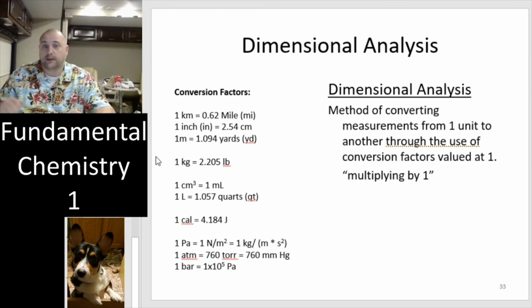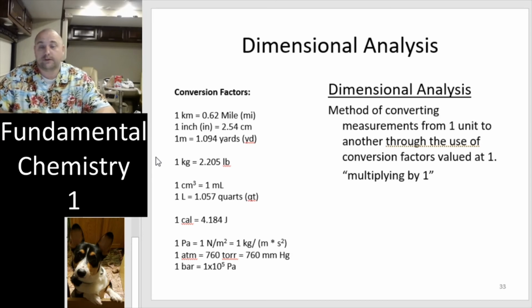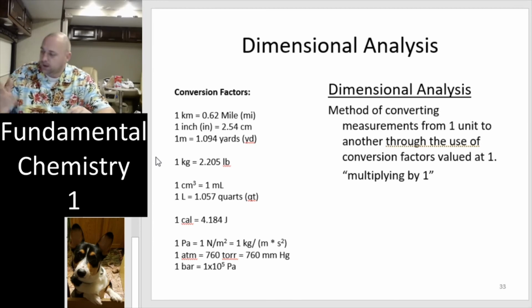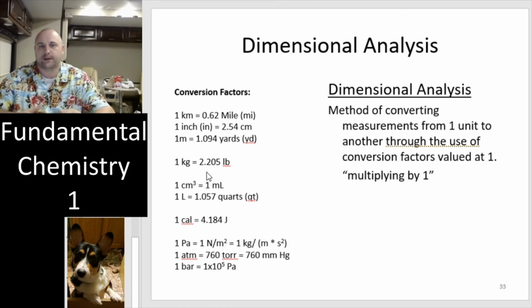I could go inches to feet, feet to yards, yards to miles. That's the one that most people miss. 1760 yards is 1 mile. And then I could go miles to kilometers. So that's why I include those three. So you have your choice. Now you'll notice when we get to mass here, 1 kilogram equals 2.205 pounds. I'm not giving you a bunch of options.